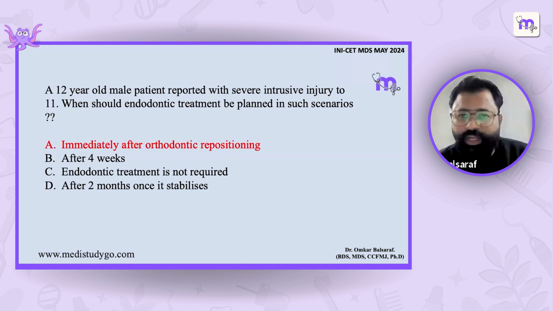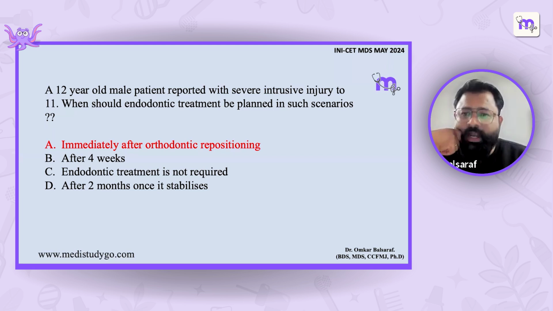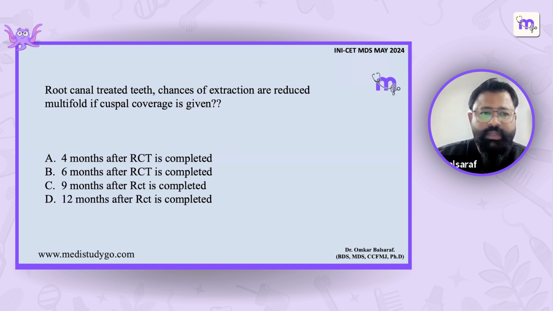Immediately after orthodontic repositioning, we have to reposition such kind of intrusive injuries. We have to settle back the teeth at their own position. You just have to retract them back to their normal position. Immediately splint them, by orthodontic repositioning, and go ahead with your root canal treatment, or endodontic treatment.